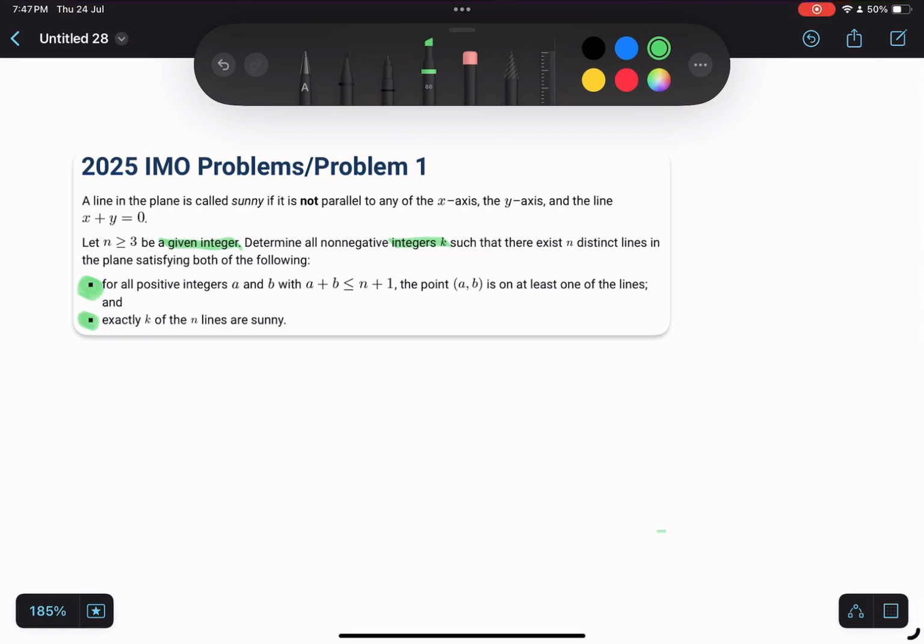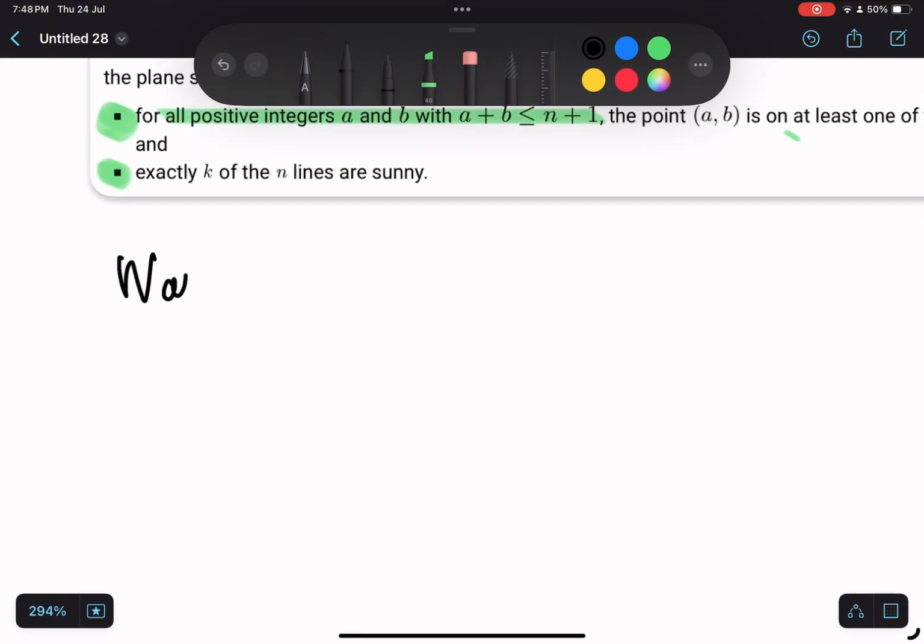So those two have to be fulfilled. For all positive integers a and b with a plus b less than or equal to n plus 1, the point (a, b) is on at least one of the lines, and exactly k of the n lines are sunny. Okay, so our aim is to find different values of k. For starters, let's try to understand the problem better by playing around.